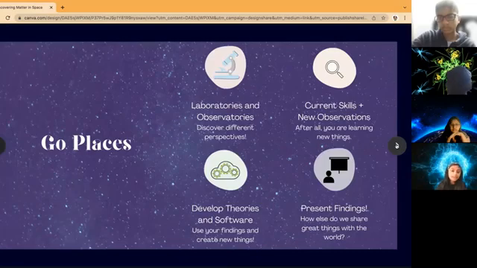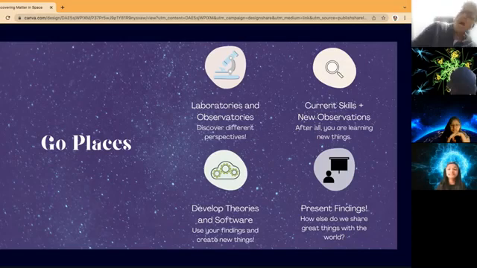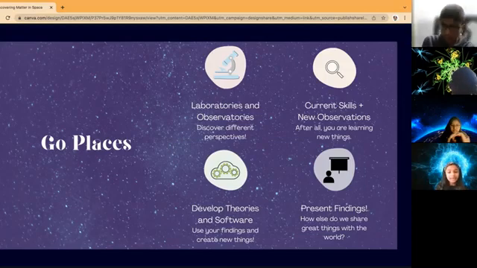But it's not only just research and stuff you do in your job. Actually, in your job, you can go places. You can go to laboratories and observatories and discover different perspectives. Then you use your current skills and your new observations to develop theories and software. So you are learning new things, and you use your findings there to create even more new things.